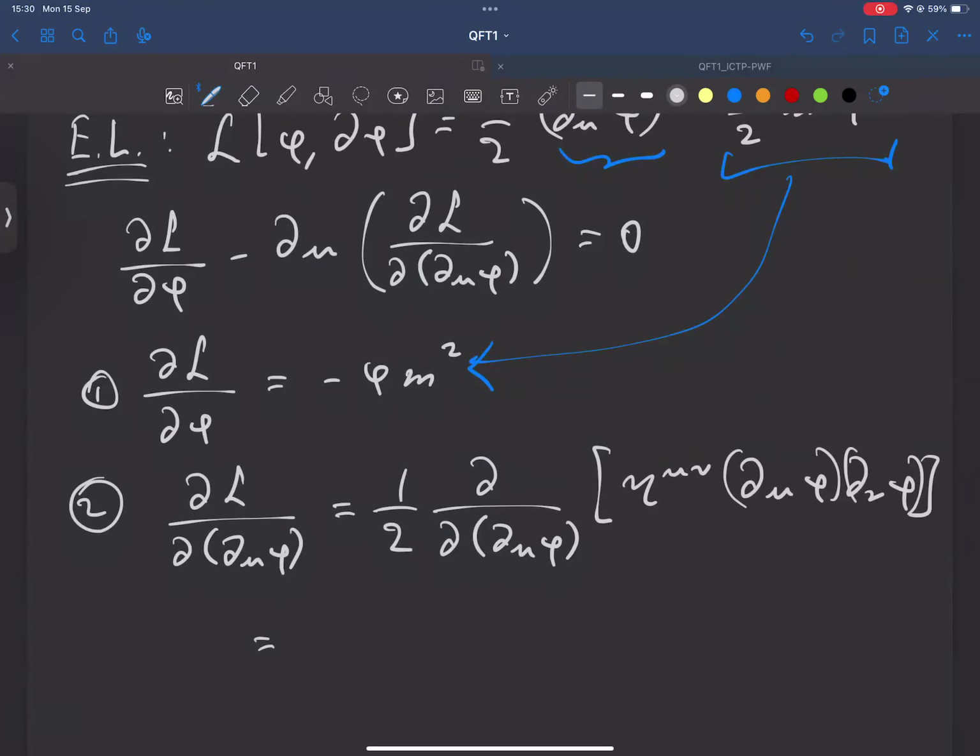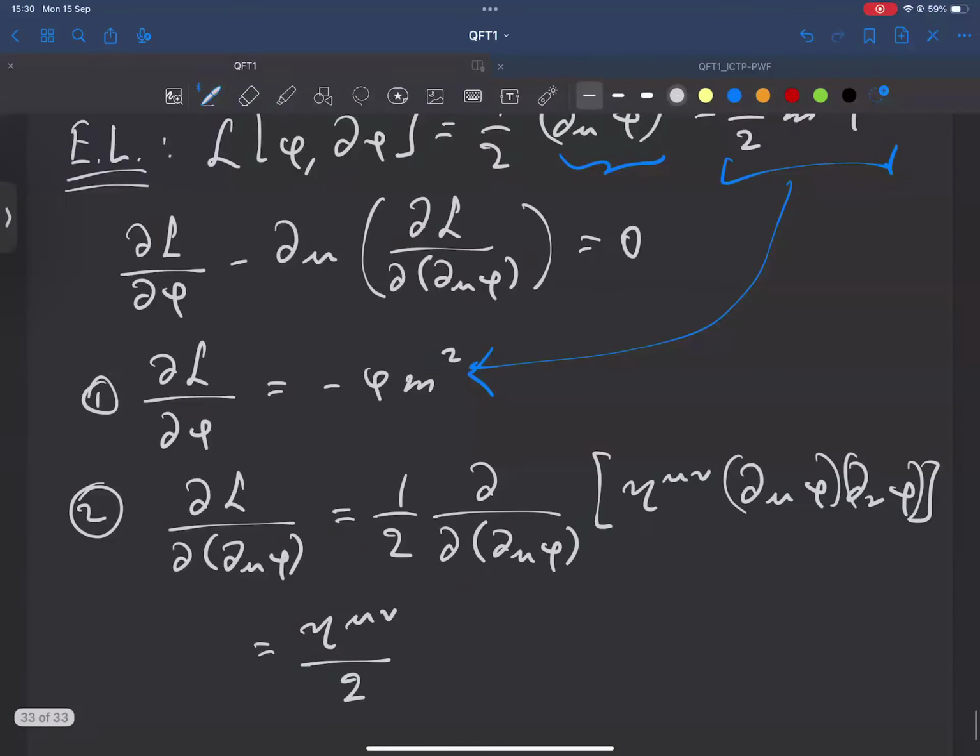Now, eta is a constant matrix, so you take it out. And yes, this is also another thing which you should keep in mind, and you should not do as I am doing now. So this is a mistake.